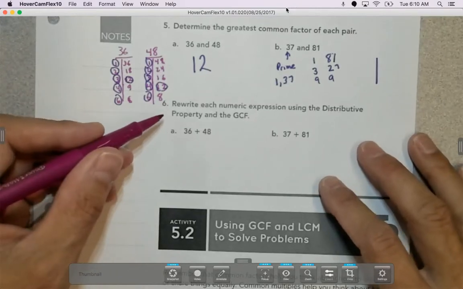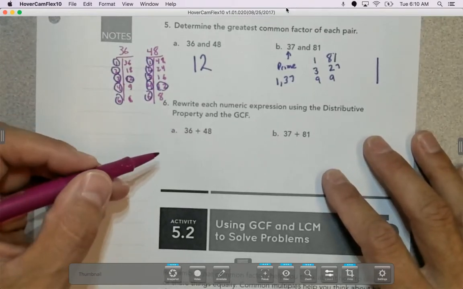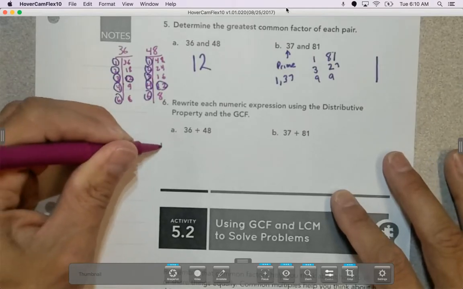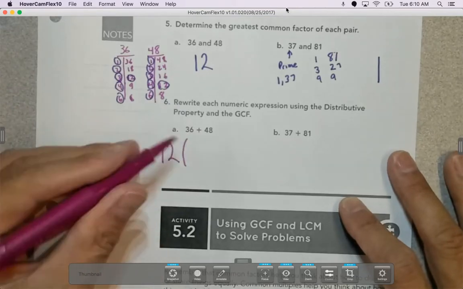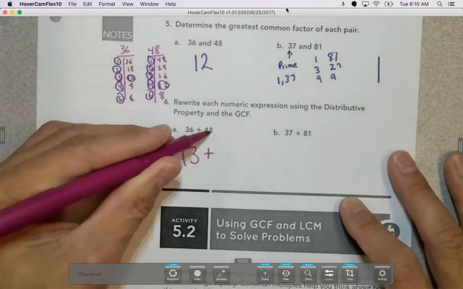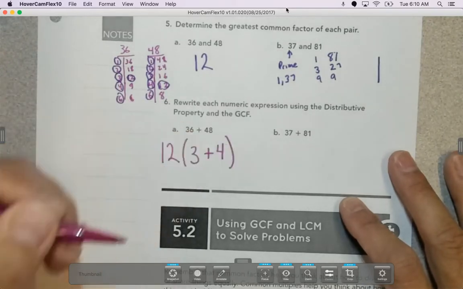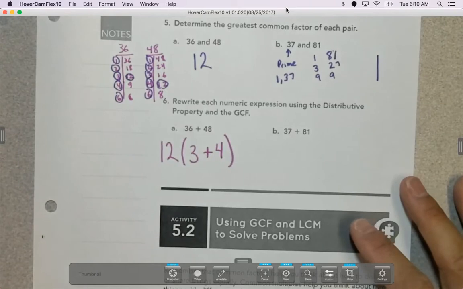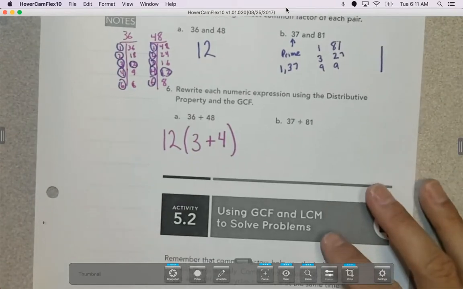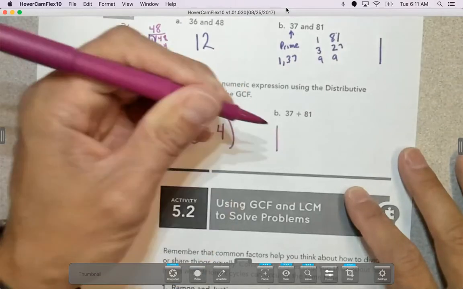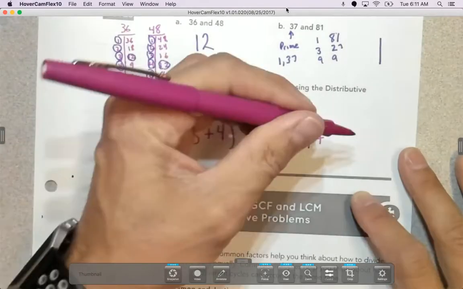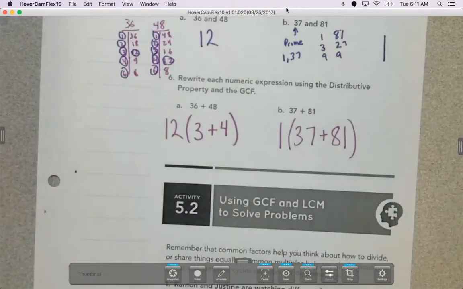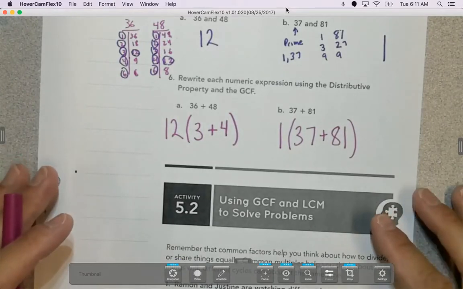Now I want to rewrite each numeric expression using the distributive property and the GCF. So 12 was the greatest common factor of 36 and 48. So once I take 12 out, 36 divided by 12 is 3. And 48 divided by 12 is 4. So that's rewriting the numeric expression using the distributive property and the GCF. For 37 and 81, 1 is the greatest common factor. 37 divided by 1 is 37. 81 divided by 1 is 81. And so that is me rewriting the numeric expression.